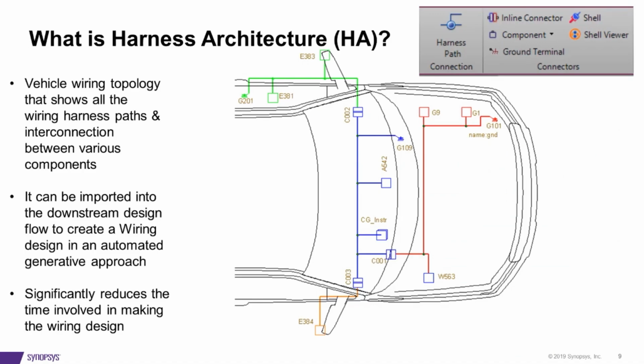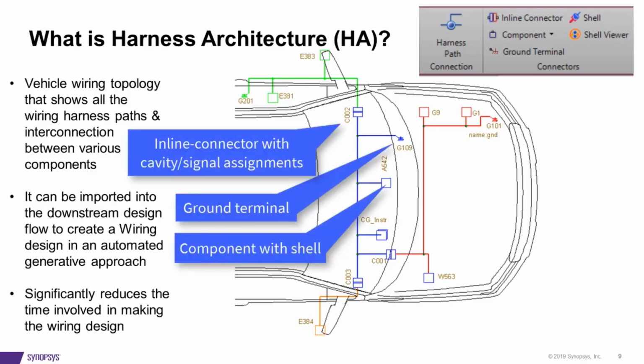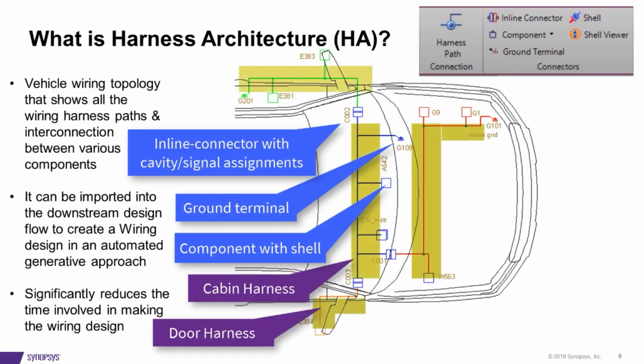Harness architecture is a 2D representation of complete vehicle wiring topology. It includes all the wiring harness paths and interconnection between various components and ground terminals. It is not a mechanical drawing to scale, but it captures all the electrical components and the electrical interconnections between them. You can easily create a harness architecture design by placing the required components and interconnecting them by adding harness paths. Harness paths are displayed in different colors as per your set rules in SaberES Designer for easy identification.